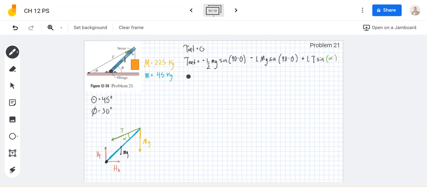So if I rewrite this, I end up with L T sine alpha is equal to L over 2 little mg sine 90 minus theta plus L big mg sine 90 minus theta. If we can figure out what this alpha is, we see that L's magically disappear, and we should be good to go. So let's come back up here and see if we can do the geometry.